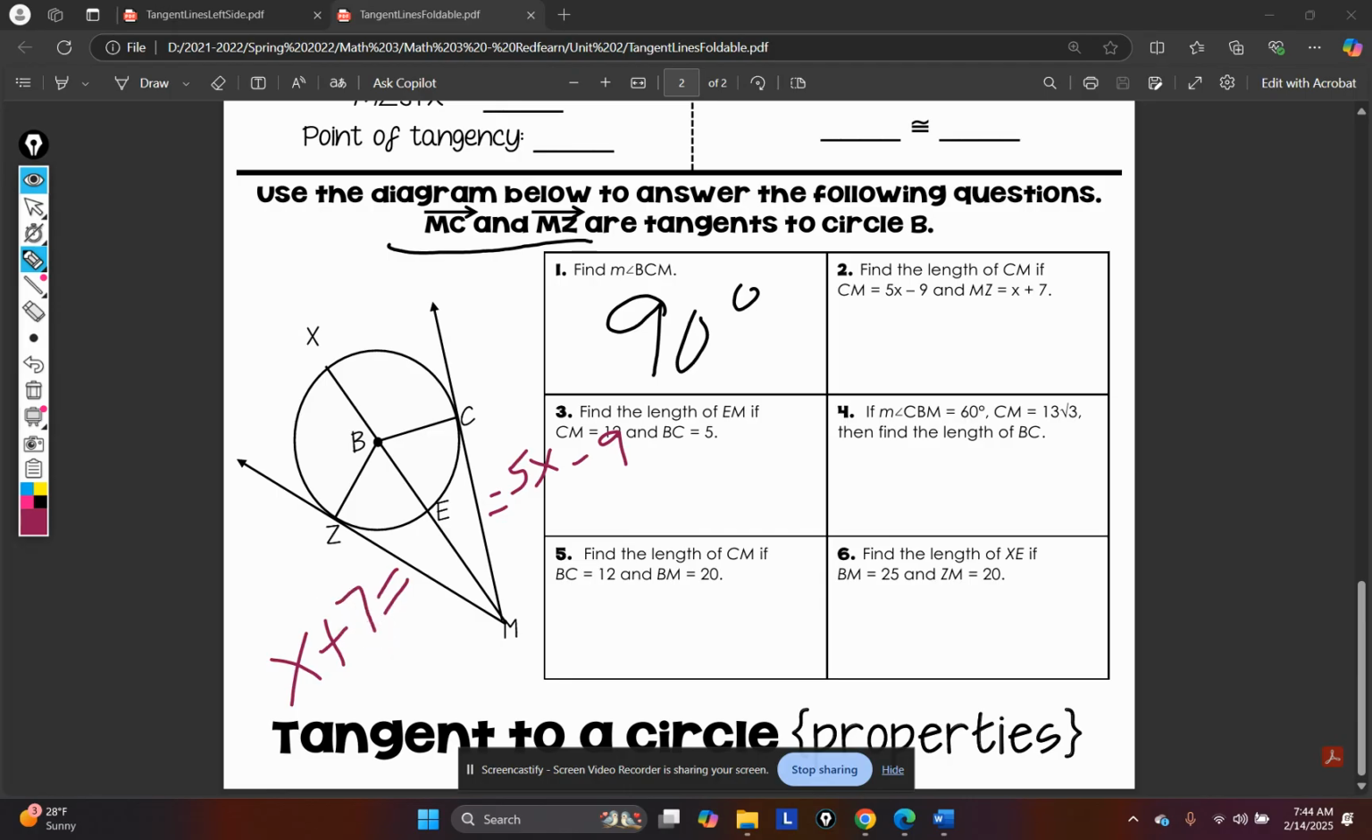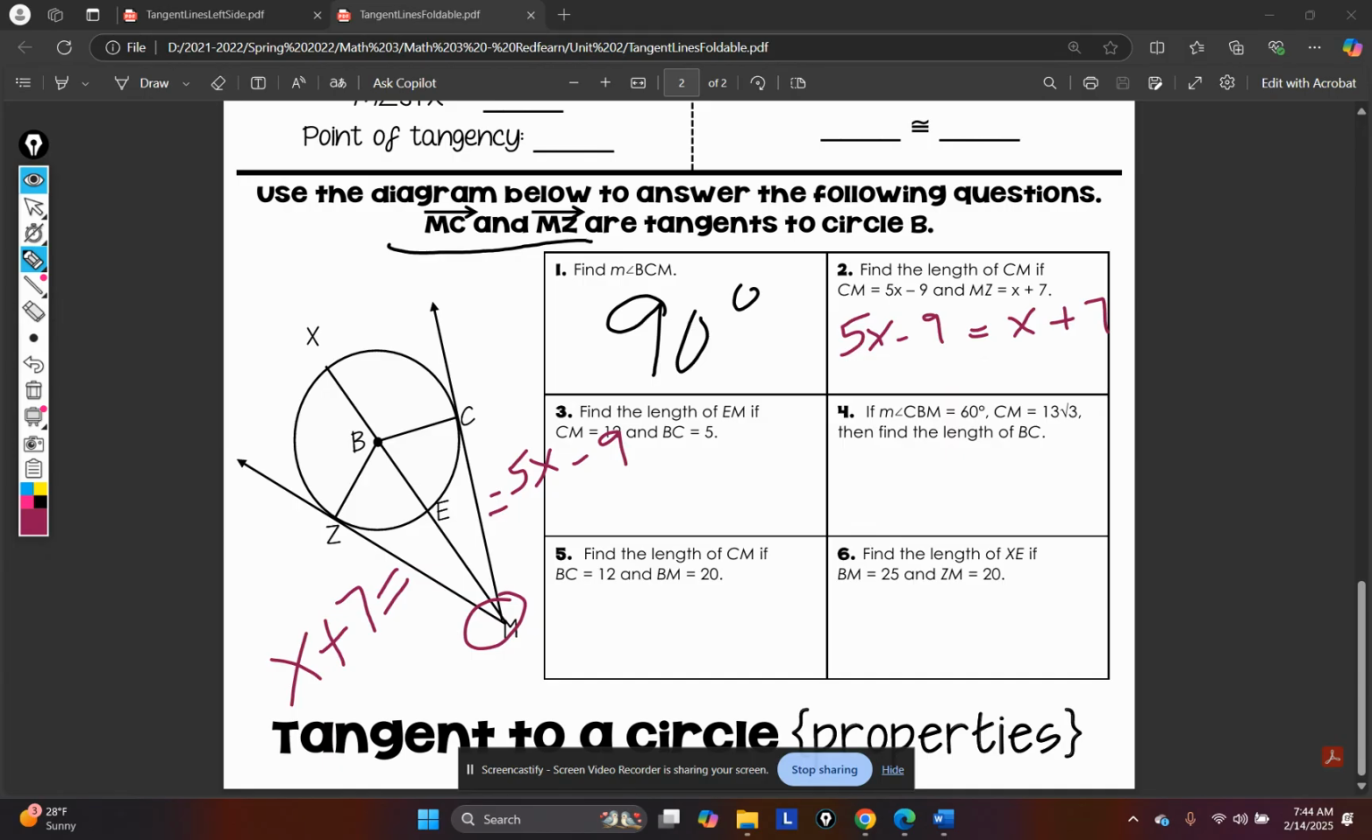So it says find the measure. What we know about both of these tangents is that they meet at that exterior point. Because they meet at the exterior point, they are congruent. So we can say that 5x minus 9 equals x plus 7.